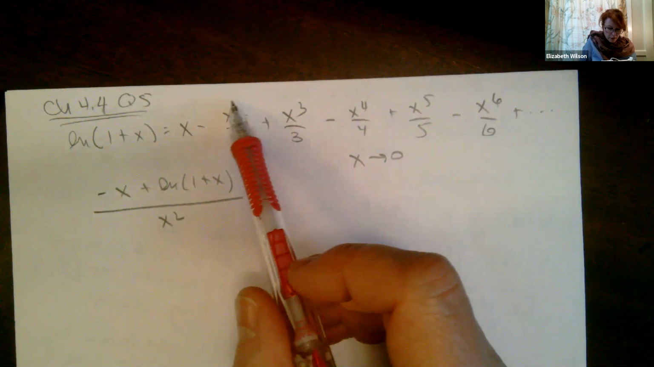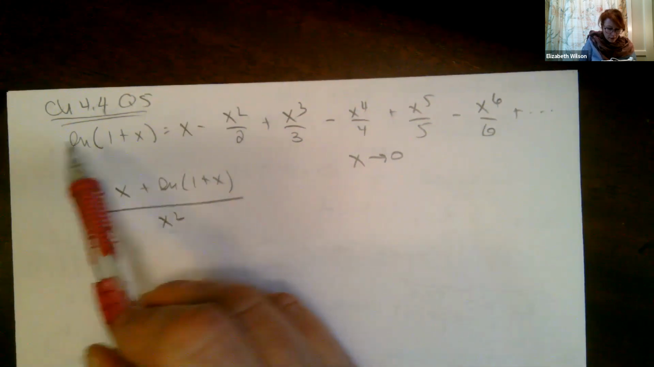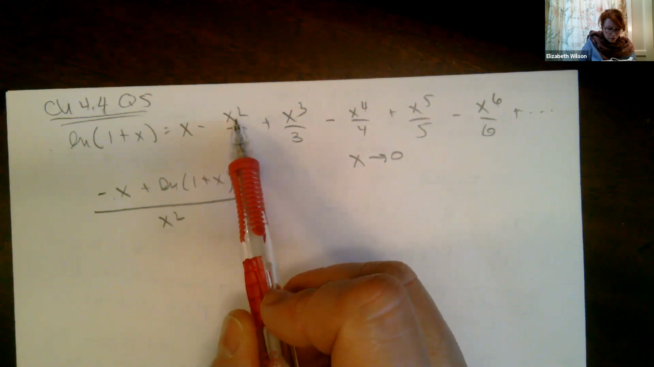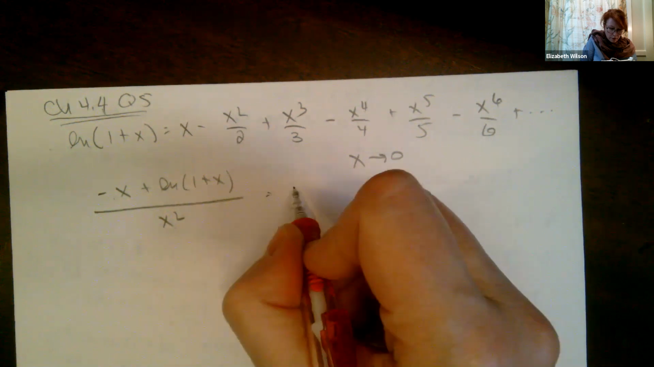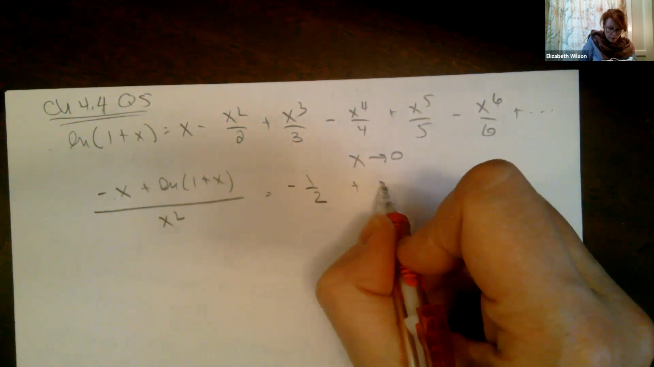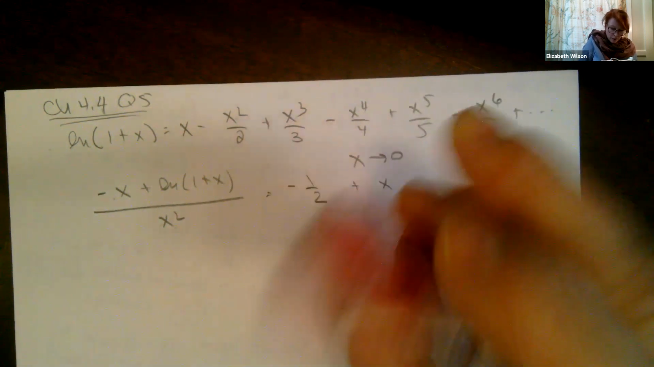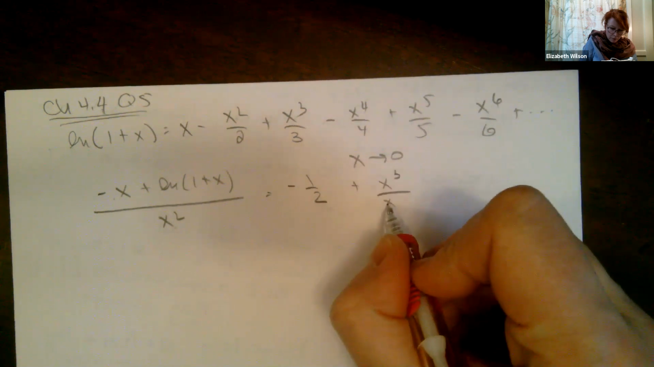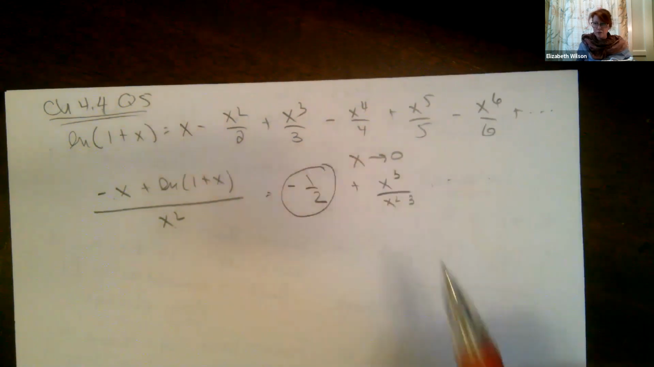So this right here, right? Look at what we did. We subtracted x from here, and I divided by x squared. So what's left over here is going to be equal to minus 1/2. It's going to be minus 1/2 plus x cubed over 3 divided by x squared, so it'll be like x over 3, and so on and so forth. Okay, but it's best approximated by the constant term there.